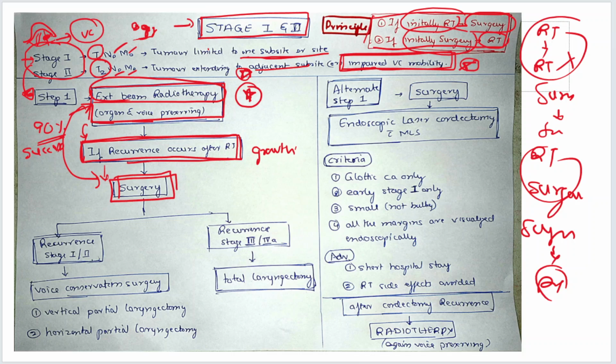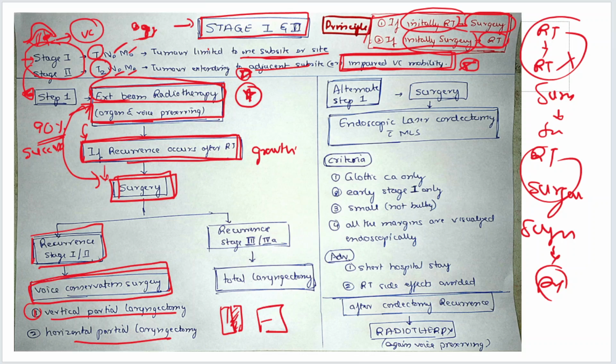Still, in this surgery also, you want to save his voice. If the recurrence is in stage 1 and stage 2, you go for voice conservation surgery. We are going to talk about it in detail in the next slides. Voice conservation surgery: the first one is called the vertical partial laryngectomy, where one vertical half of the larynx is removed, or horizontal partial laryngectomy, where you give a horizontal incision and remove the upper half of the larynx.